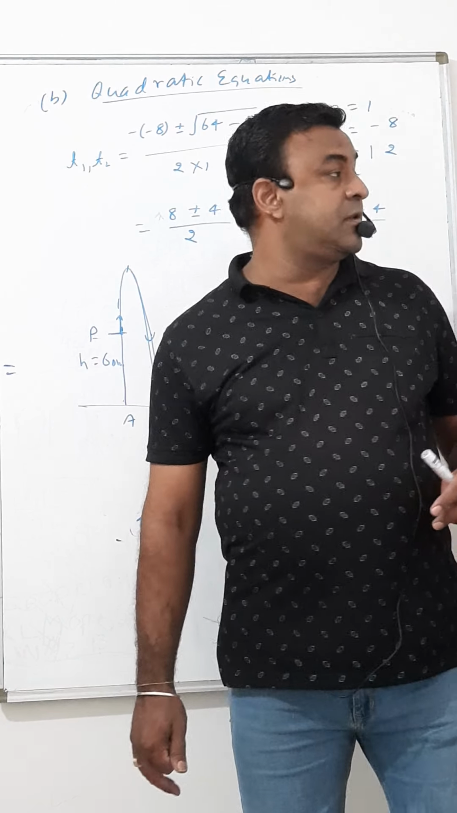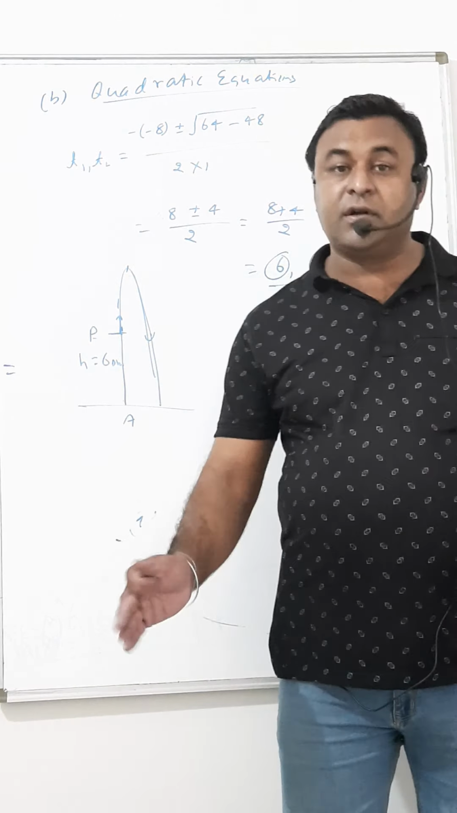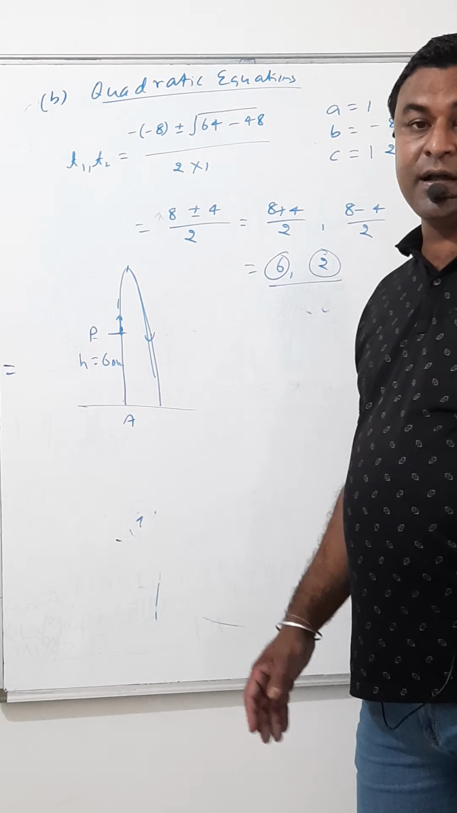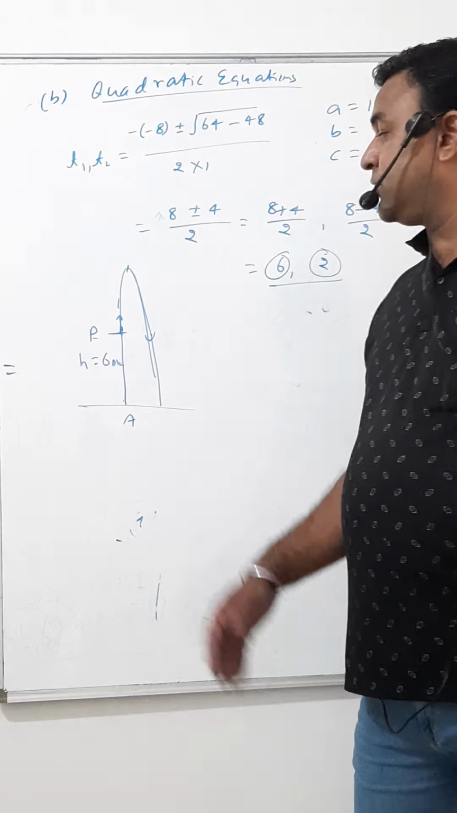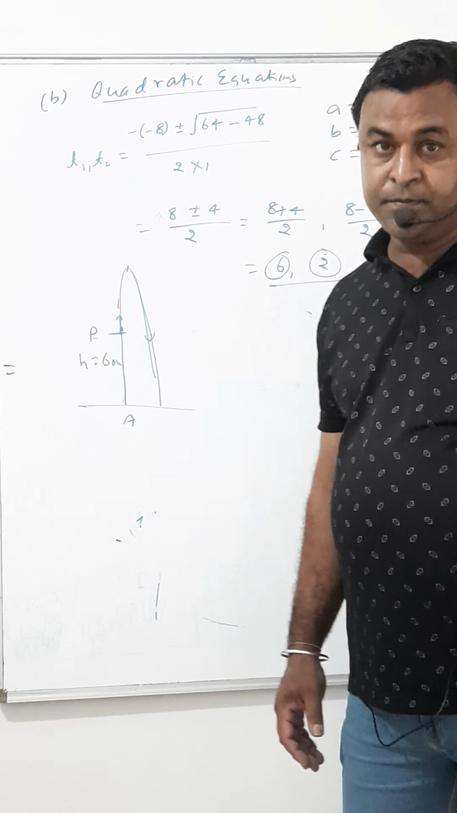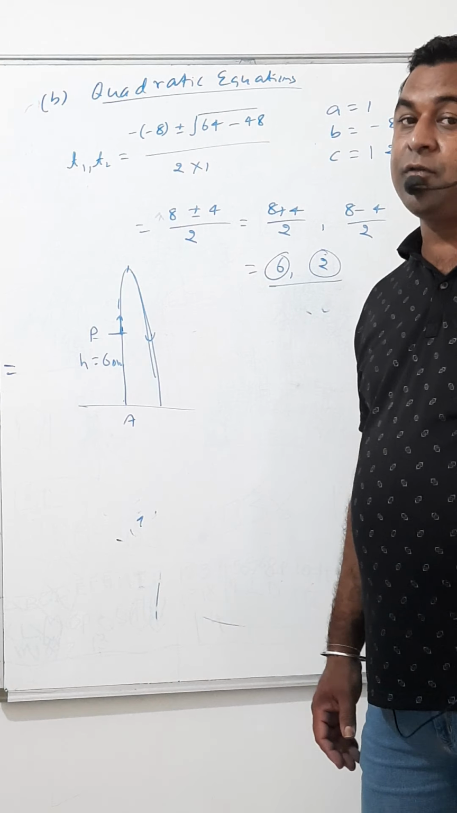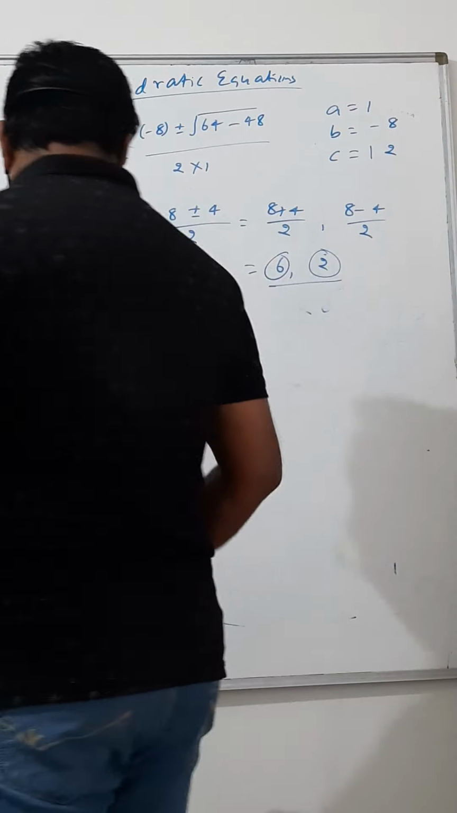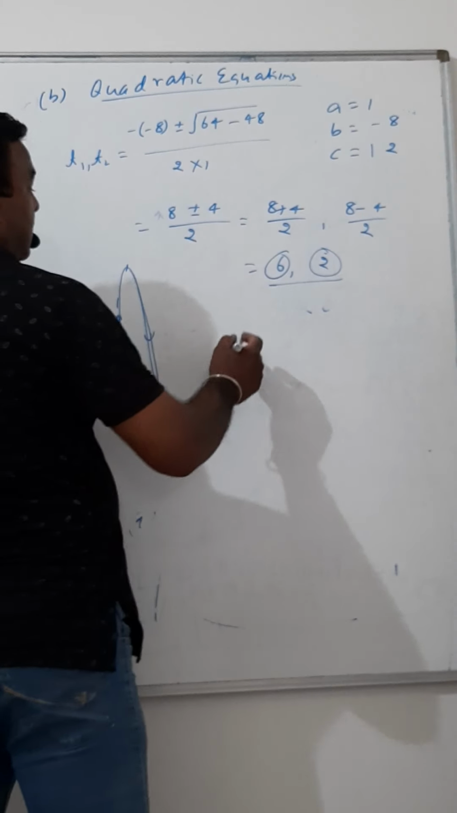Sometimes in multiple choice questions with more than one correct option, you may have 2 as well as 6. Both are correct. It's not mentioned whether it is moving up or down. If it is mentioned, then you will have to think over it, whether the time should be for upward motion or for downward motion. Now let's come to the second part.